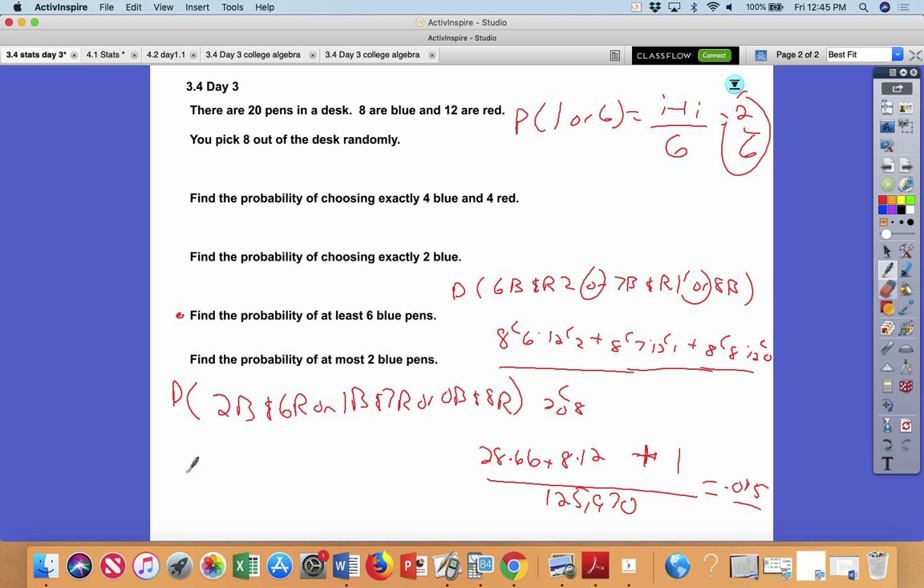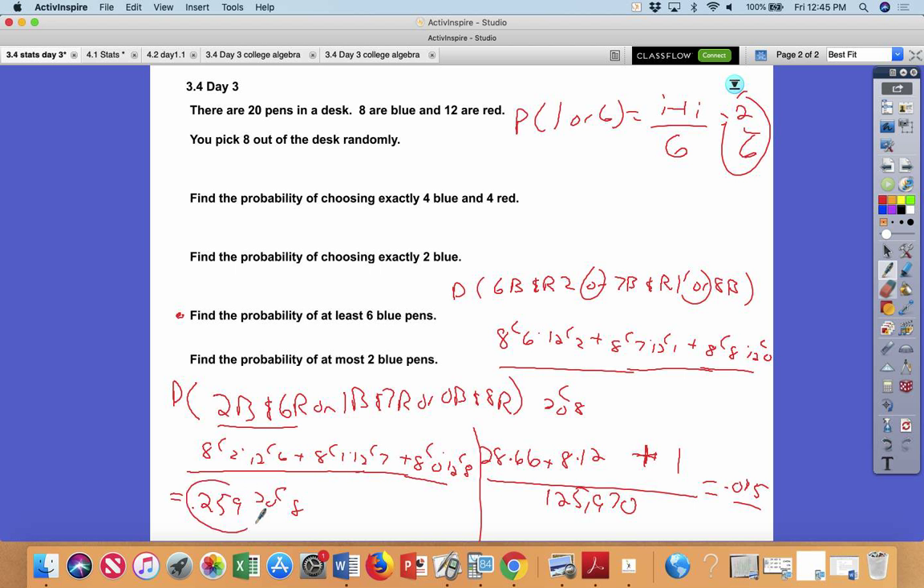So let's write down what it would be. And then I'll give you what the answer would be. I always forget how many are in each set, so it's easier if I look. So 8 choose 2 times 12 choose 6, plus 8 choose 1 times 12 choose 7, plus 8 choose 0, which is 1 again, times 12 choose 8. And that would work out to about 26% chance.